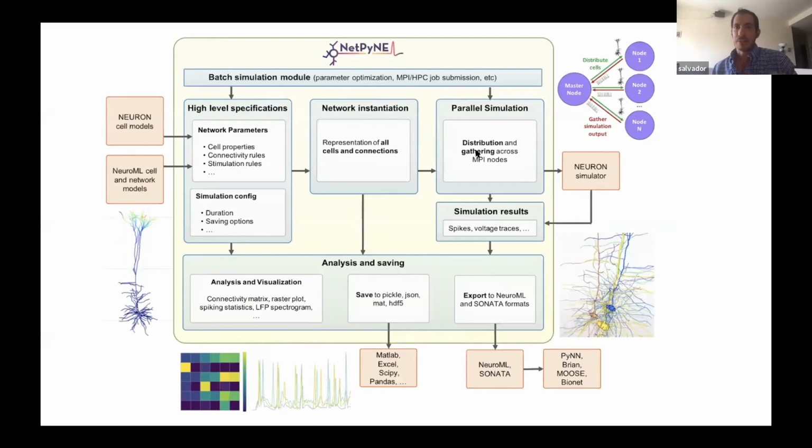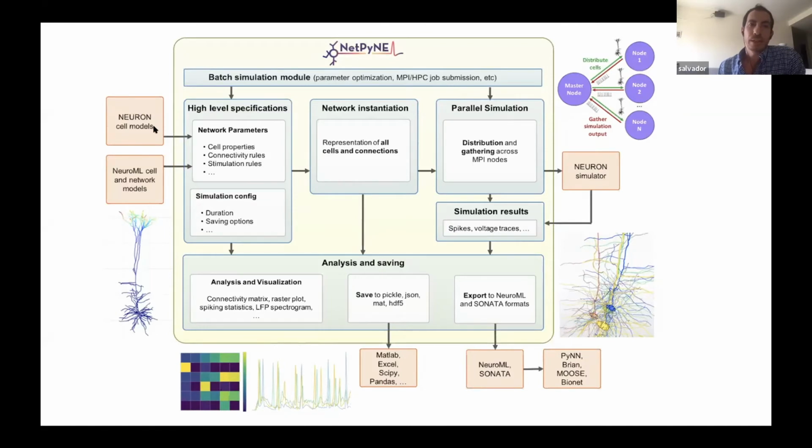Here's a summary diagram of NetPyNE. I'm not going to go into much detail, but just to show the different components that we have. The first main one, here on the left, we call high-level specifications. That's the main one where the user is going to be involved. It involves defining all the parameters of the network that you're going to build: the properties of the cells that you're going to use, the connectivity rules, and the stimulation that you want to provide to the network.